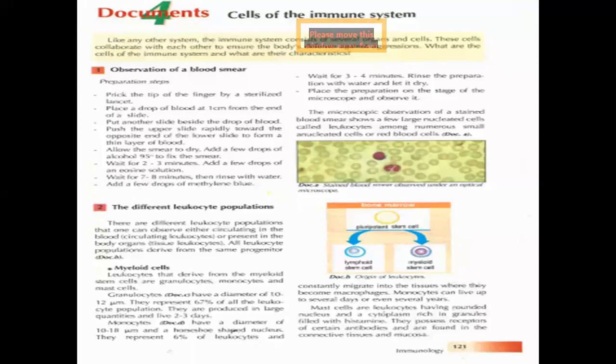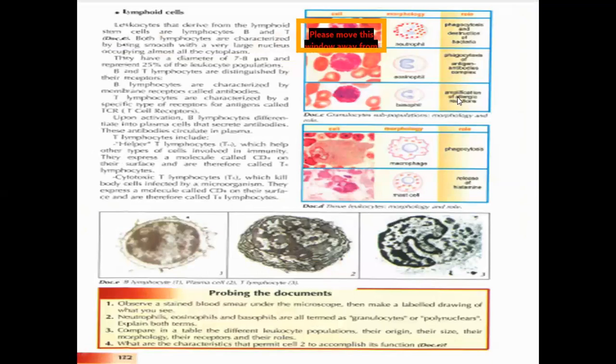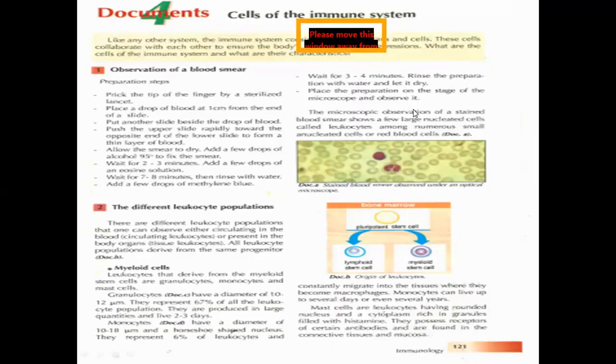Here, about the granulocytes: they have a multilobed nucleus first, and they have granules in their cytoplasm, and they are of three types: eosinophils, basophils, and neutrophils. Granulocytes have a diameter of 10 to 12 micrometers. They are shown in document C. These are the granulocyte populations: neutrophils, eosinophils, and basophils. The granulocytes represent about 67% of the whole leukocyte population. They are produced in large quantities and they live for 2 to 3 days.